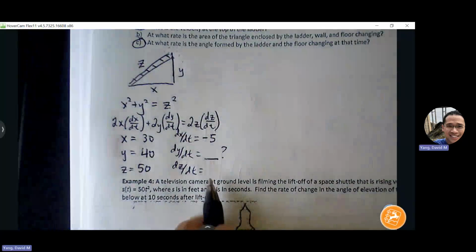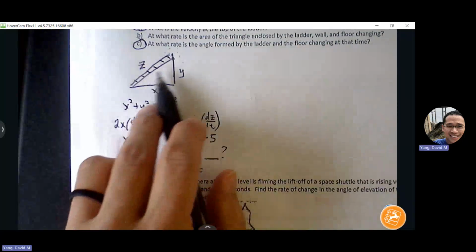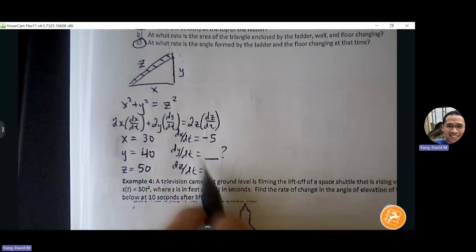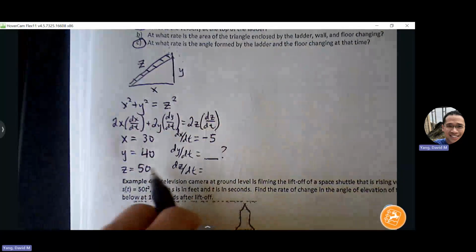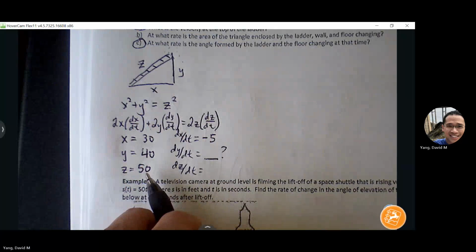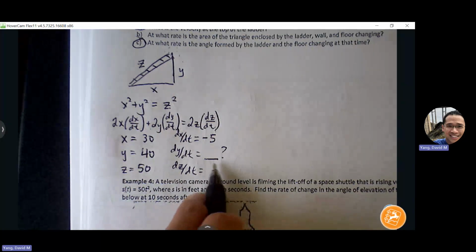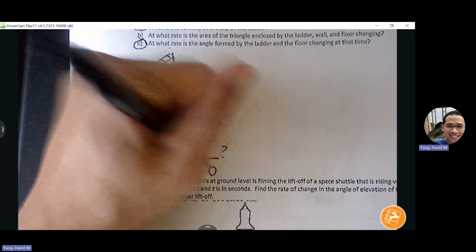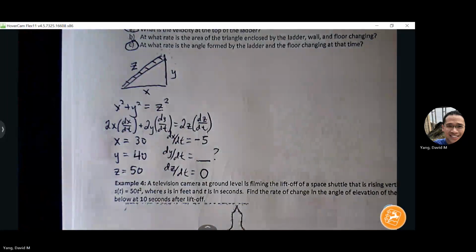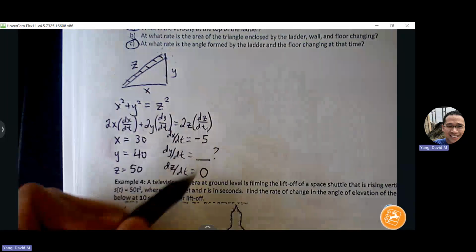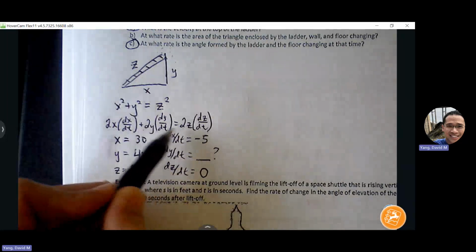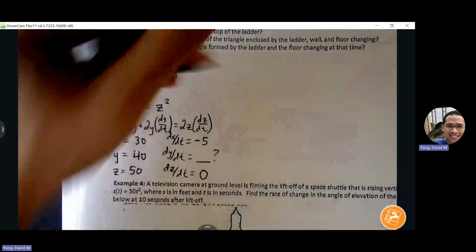Right? What about dz/dt? The rate of change of the hypotenuse, 0, right? That ladder is going to stay 50 feet from the beginning to the end of the problem. It's never going to change. The rate of change of that ladder is 0. It stays 50 the entire way through. Okay, everything we need is here for us to solve for dy/dt. So we can put all this into our equation here.